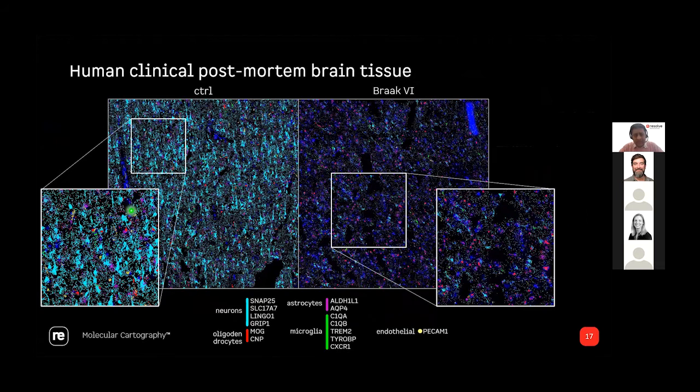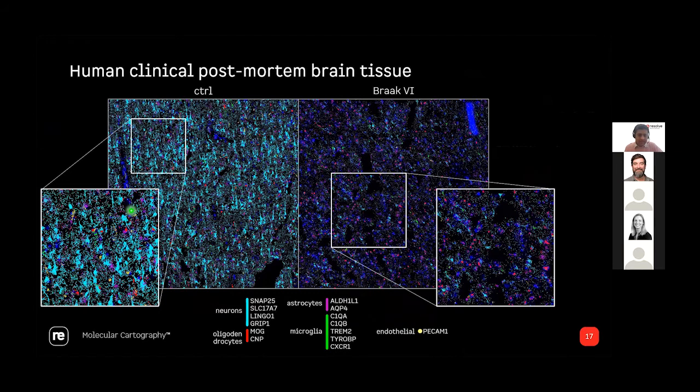And I would like to briefly show you some data on the human tissue. This is still early data, again in collaboration with Janssen. The tissue was obtained from the Dutch Brain Bank. So we have, of course, post-mortem brain tissue sections obtained from BRCA6 patients in this case and age-matched controls.